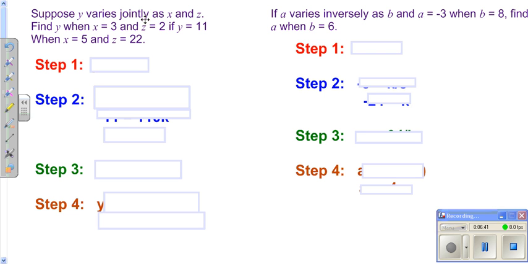Suppose y varies jointly to x and z. So you're going to go y equals, then you got to have your constant of proportionality. These are direct variation ones. When there's more than one, it's referred to as a joint. Plug in your given information.